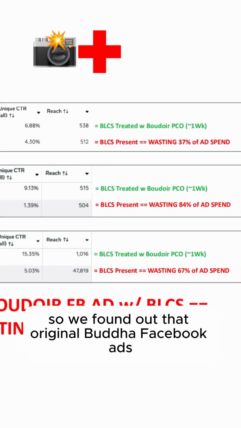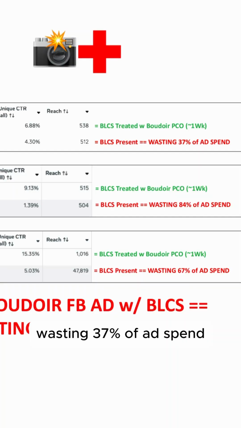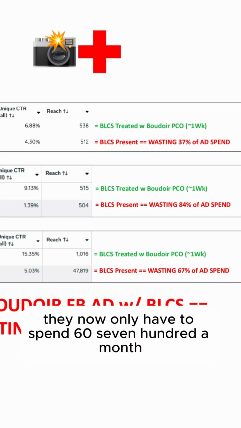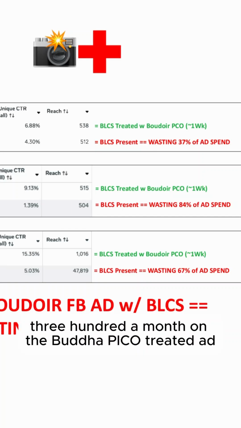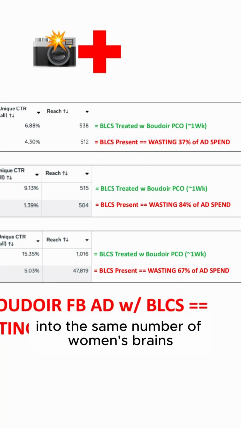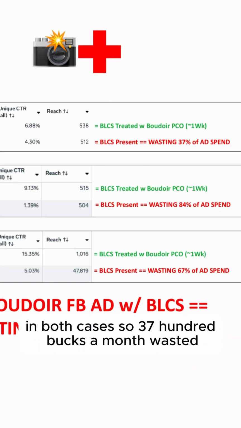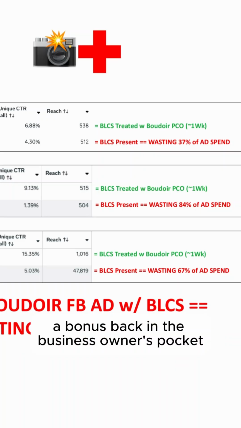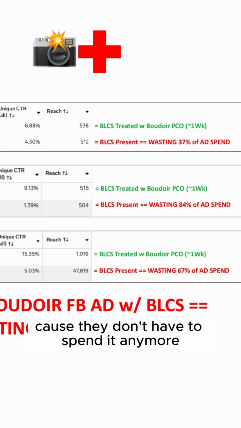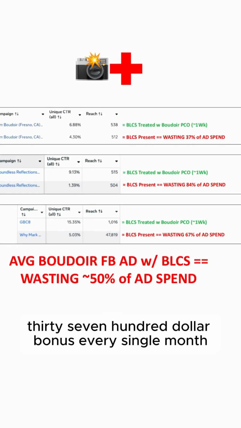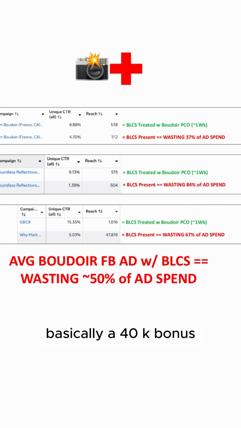So we found out that the original Boudoir Facebook ad was wasting 37% of ad spend. So if they're spending 10 grand a month on the original, they now only have to spend 6,300 a month on the Boudoir Pico treated ad, and they're getting their ad into the same number of women's brains in both cases. So that's 3,700 bucks a month wasted. We can stop spending that, and that's kind of a bonus back in the business owner's pocket because they don't have to spend it anymore. And after 12 months, that's like a 40K bonus. So $3,700 bonus every single month, basically a 40K bonus.